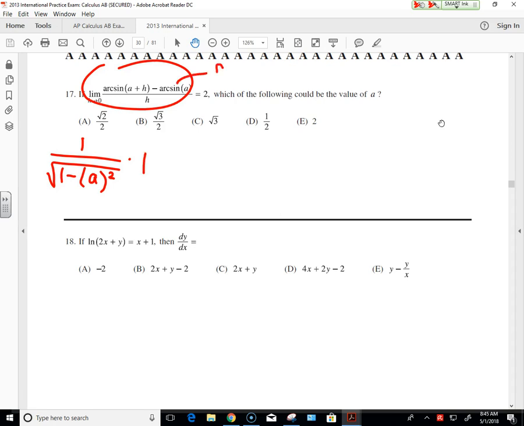Why? Because my function f of x is equal to, we set that equal to 2 and solve. My function is equal to arc sine of x, and we're supposed to find f prime of a, which is why on all of your forever quizzes I have you write f prime of x equals the limit definition. Take the derivative of arc sine, plug in a, set equal to 2, bye.